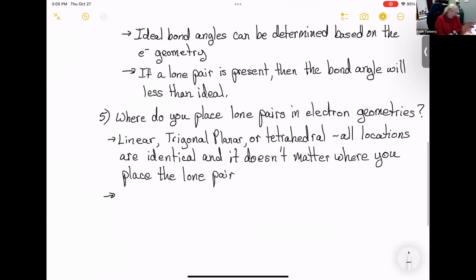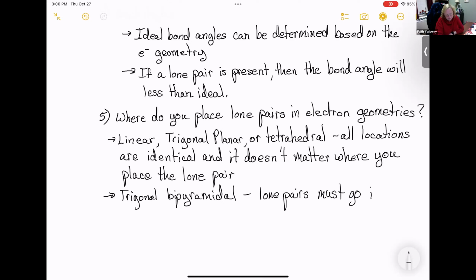For trigonal bipyramidal, lone pairs must go in the equatorial positions. The reason for this is because in the equatorial position, there is greater space. There's more space for those electrons to spread out.